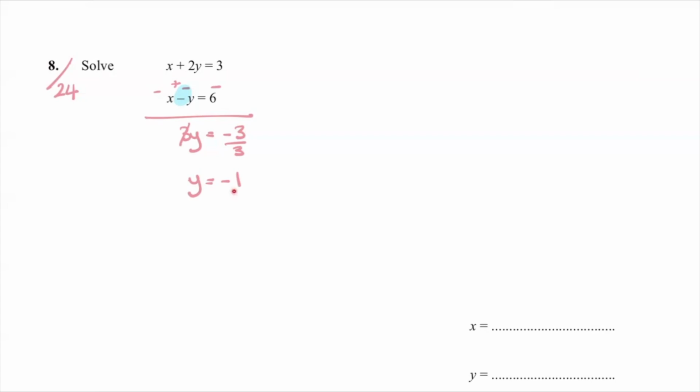Now we're going to substitute this value into one of these equations. It really doesn't matter which one you choose. I'm going to choose the bottom one. So we've got x minus y equaling 6. I've got x minus, y is minus 1. These two negatives are going to create a positive. X will need to be 5 in order for that to be true. And you would just pop those results on your dotted line.